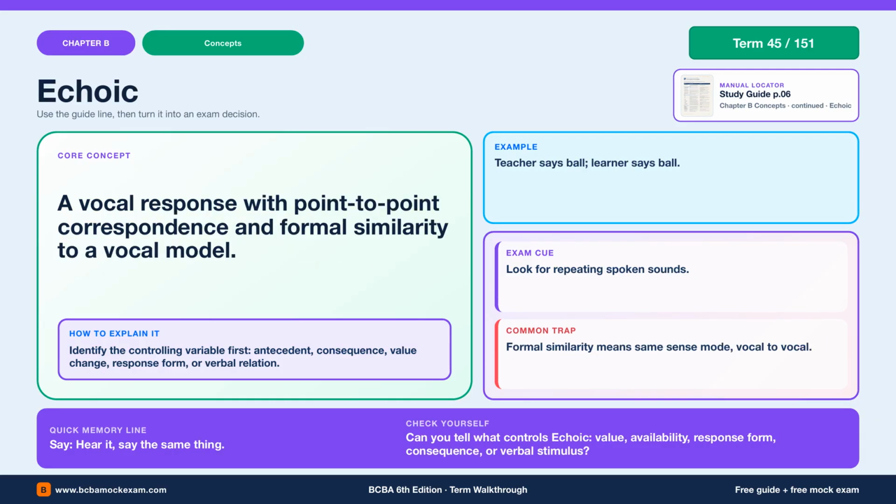Echoic. An echoic is a vocal response with point-to-point correspondence and formal similarity to a vocal model. In plain English, someone says a sound or word, and the learner repeats the same spoken sound or word. For example, the teacher says ball. The learner says ball. The exam cue is repeating spoken words. The trap is forgetting formal similarity. Vocal model, vocal response. Memory line. Hear it, say the same thing.